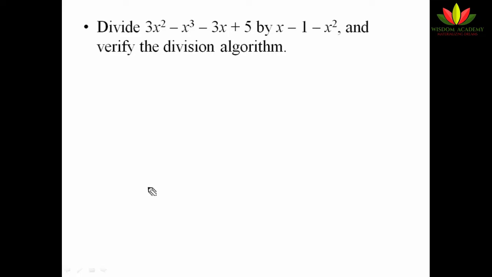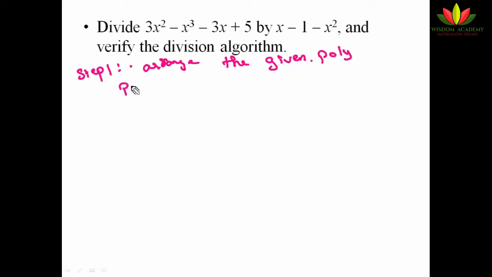To go for the long division method, my step 1 will be arranging the given polynomial, right? Arrange the given polynomial. To arrange that, I am going to arrange it in the decreasing order of powers. That is, my p of x is going to start with minus x cube, because this is the highest power I have in this equation.